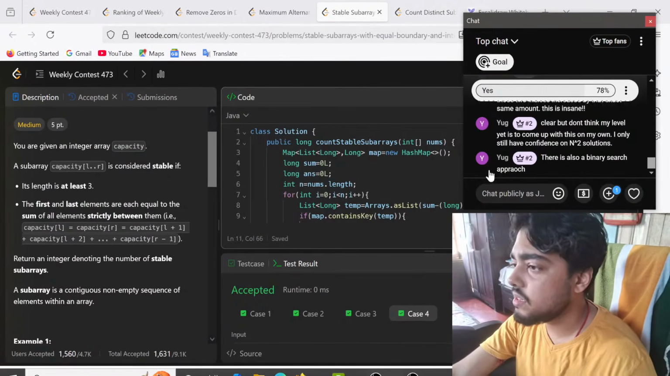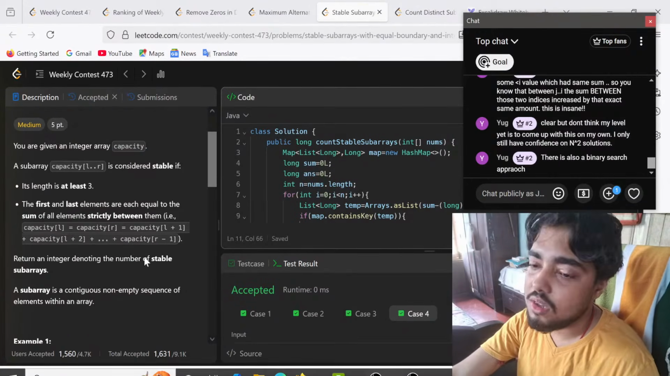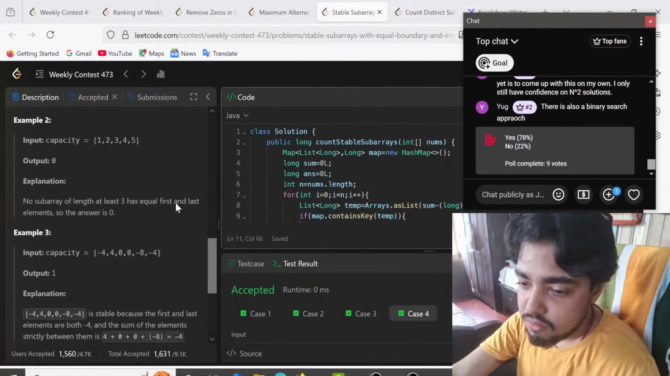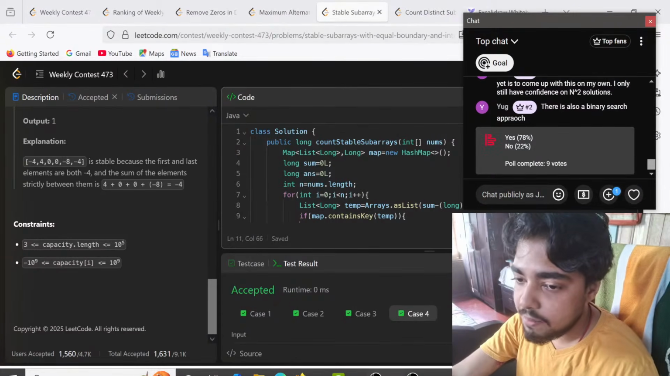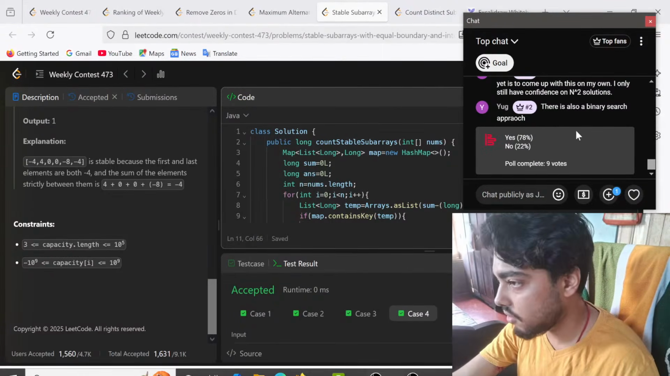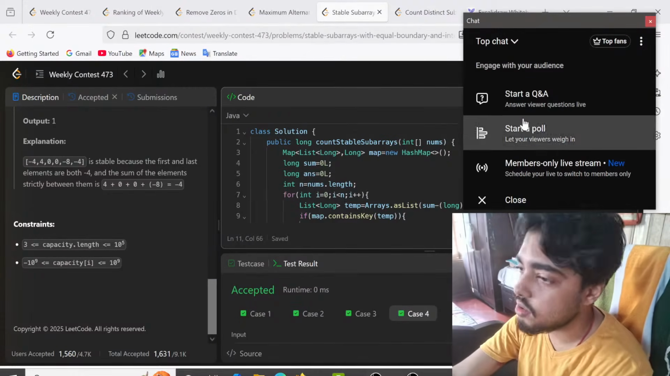There is also a binary search approach. No, the binary search approach won't work over here. I was also thinking like that, but it won't work because capacity can be negative also. Capacity can be negative, so binary search won't work, if I am thinking the same way that you are thinking.